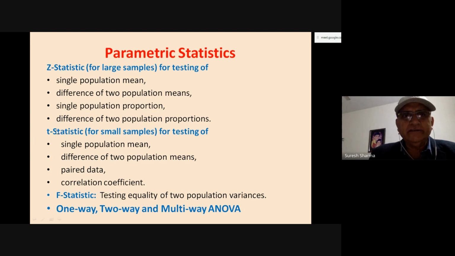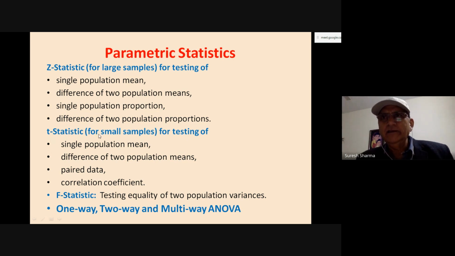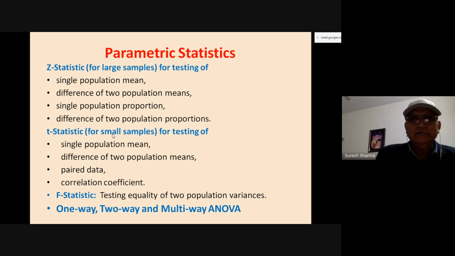Whether you take a decision based on the z-test or the t-test, for large samples the values will be almost the same. That's why in many software packages there is only the t-test, because it can be used for small samples, and it can also be used for large samples, since for large samples it approaches the z-test. Hopefully you understand this point.